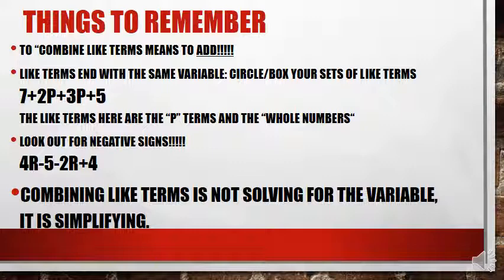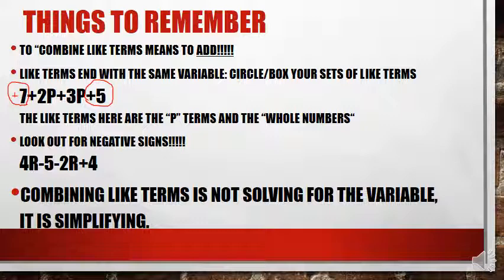So like I said, I'm going to use my circle and box method. I'm going to go ahead and circle my 7 for my whole numbers. That is a positive 7 because there is no sign in front of it. So keep that in mind. You want to make sure to circle the sign in front of it. So this 5 right here is a positive 5.